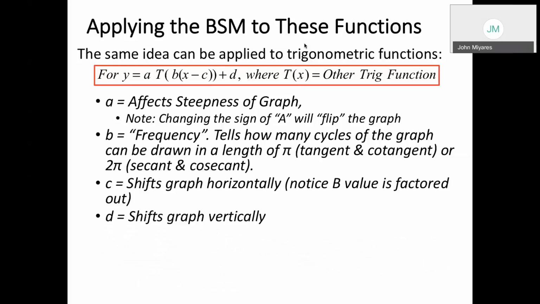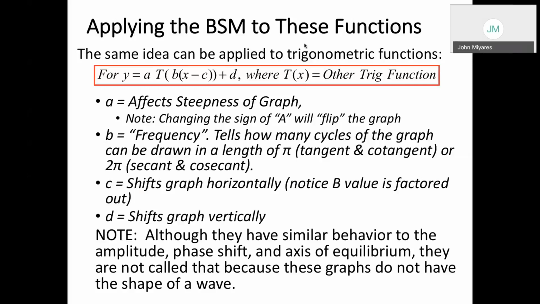Finally, the D value on the end is going to cause a vertical shift. I wouldn't necessarily call that value the axis of oscillation because the graph doesn't oscillate like a sine or a cosine wave does, but you could call it the axis of equilibrium. Again, although we can see similar behavior to the amplitude, the phase shift, and axis of oscillation in these graphs, we don't call them that because to do so would imply that the graphs have the shape of a wave, which they do not. The only term we might carry over from sine and cosine will be the frequency b and the period lambda.